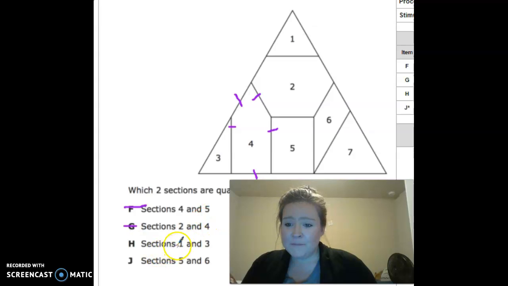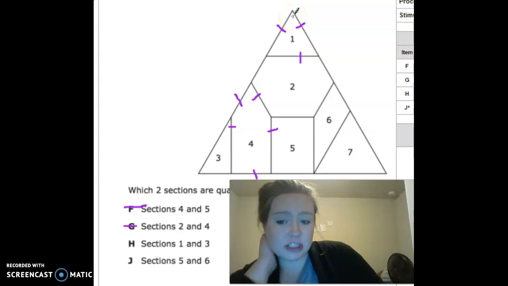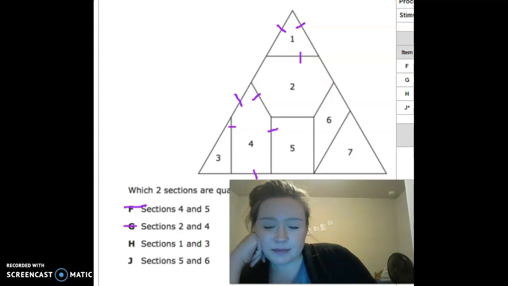So that is wrong. Section 1 and section 3. Section 1. 1, 2, 3. What is this shape? It's not a quadrilateral because it does not have 4 sides. It only has 3 sides. So what is that shape? Good. That shape is a triangle. What is section 4? What shape is this? Section 4 with 5 sides. Good. Section 4 is a pentagon. So section 1 is not a quadrilateral, so that's wrong.